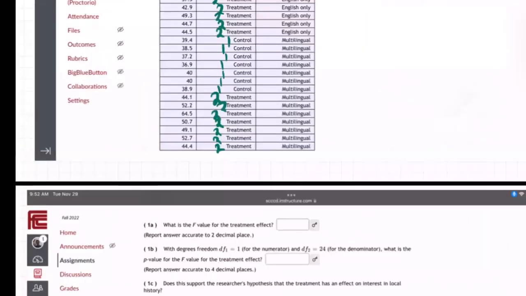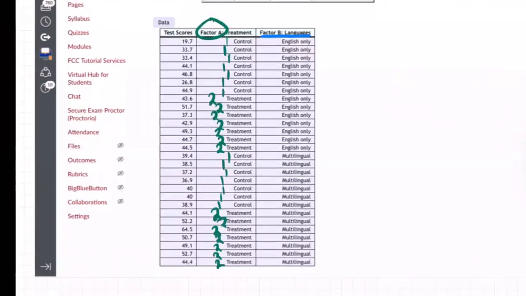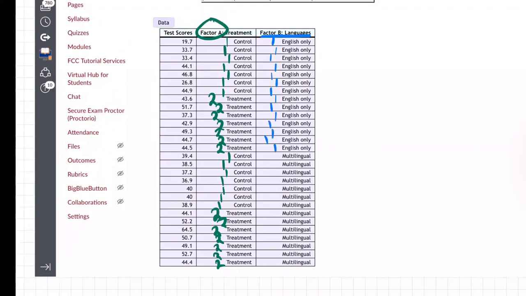So English only, whoops, sorry. English only is 1, 1, 1, 1, 1, 1, 1, 1, and well, these are all ones. All these are English only. And then the multilingual are all 2s. So this is what you're going to have to put into your TI calculator.